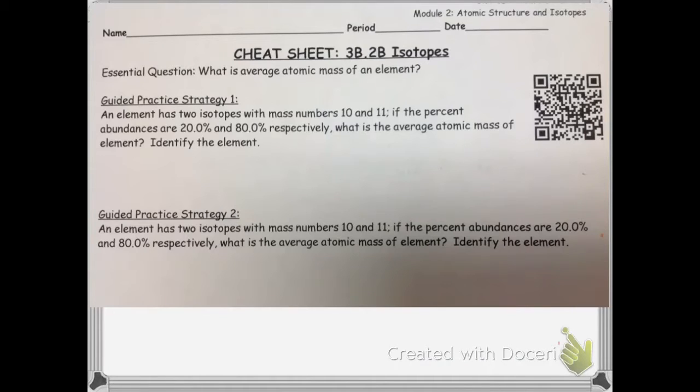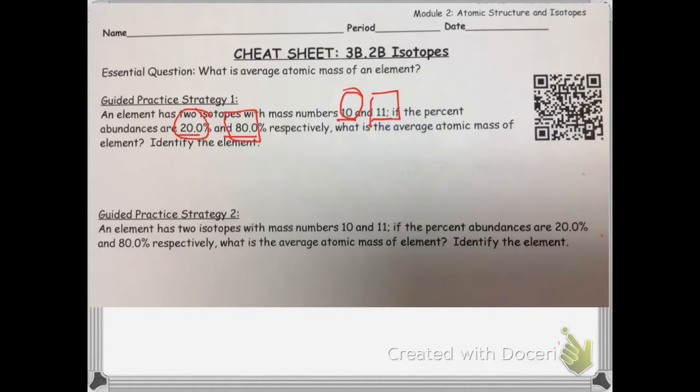numbers that we see. It says we have an element with two isotopes with the mass of 10 and 11. If the percent abundance are 20 and 80 respectively, what is the average atomic mass of the element? And then identify it. So how would you know which percent goes with which mass? I would assume that since 10 is the first number they gave me, it's going to go with my first percent. That makes sense. So 11 is going to go with 80%. Now you notice one is circled and the other is boxed, so we try to keep our stuff straight.